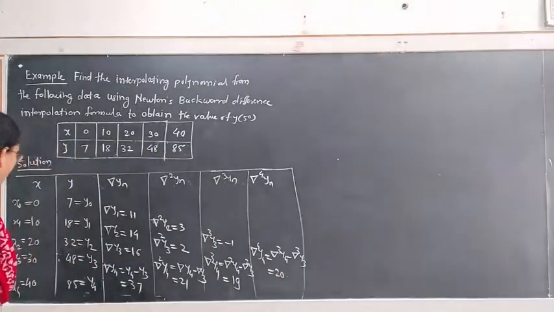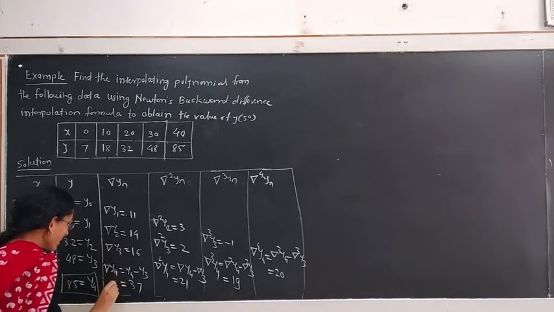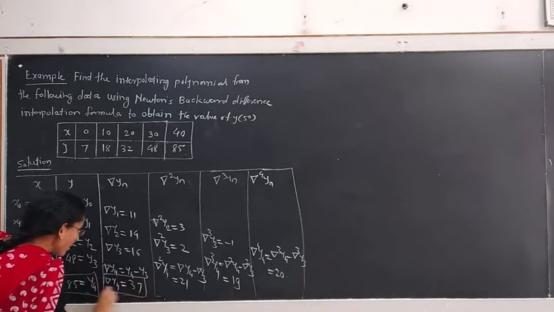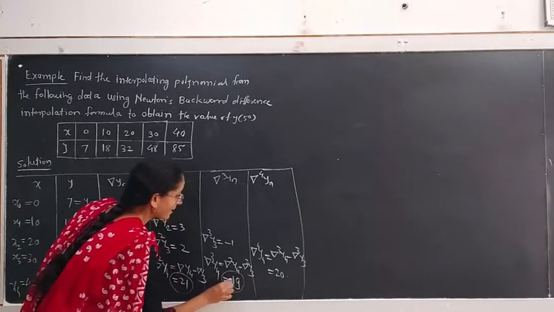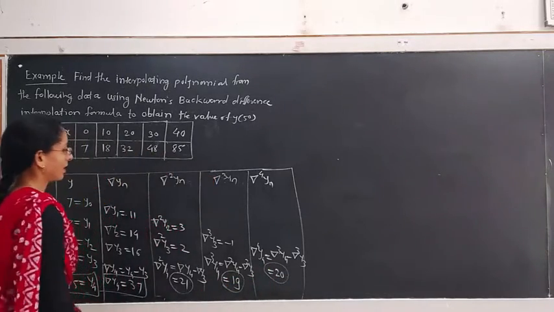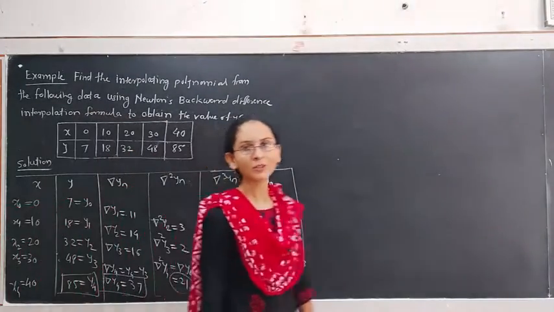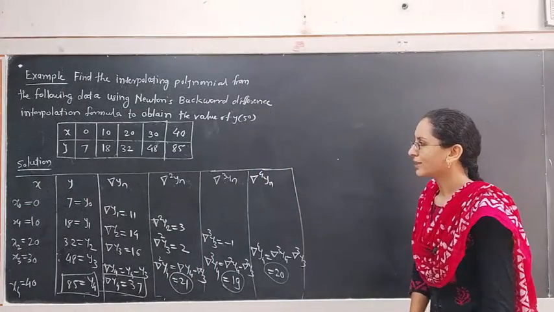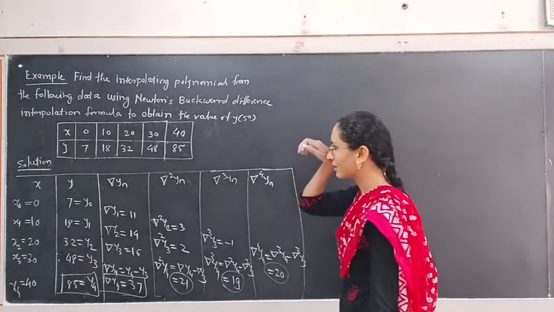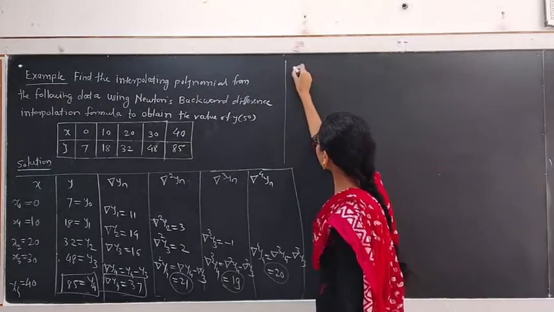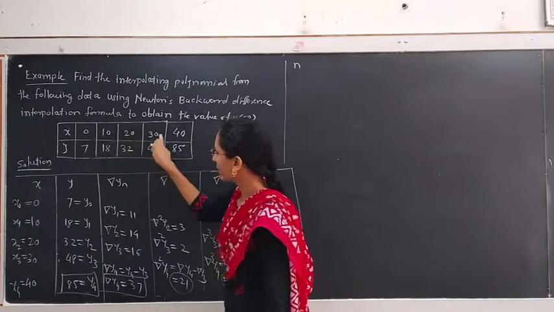These are the values for y4. Del y4 is 37, del square y4 is 21, del cube y4 is 19 and del raised to 4 y4 is 20. We require all these values in the backward interpolation formula. But for that formula we also require the value of p, the value of h and the value of xn or yn. What is yn? Here the values start from x0, x1, x2, x3, x4.